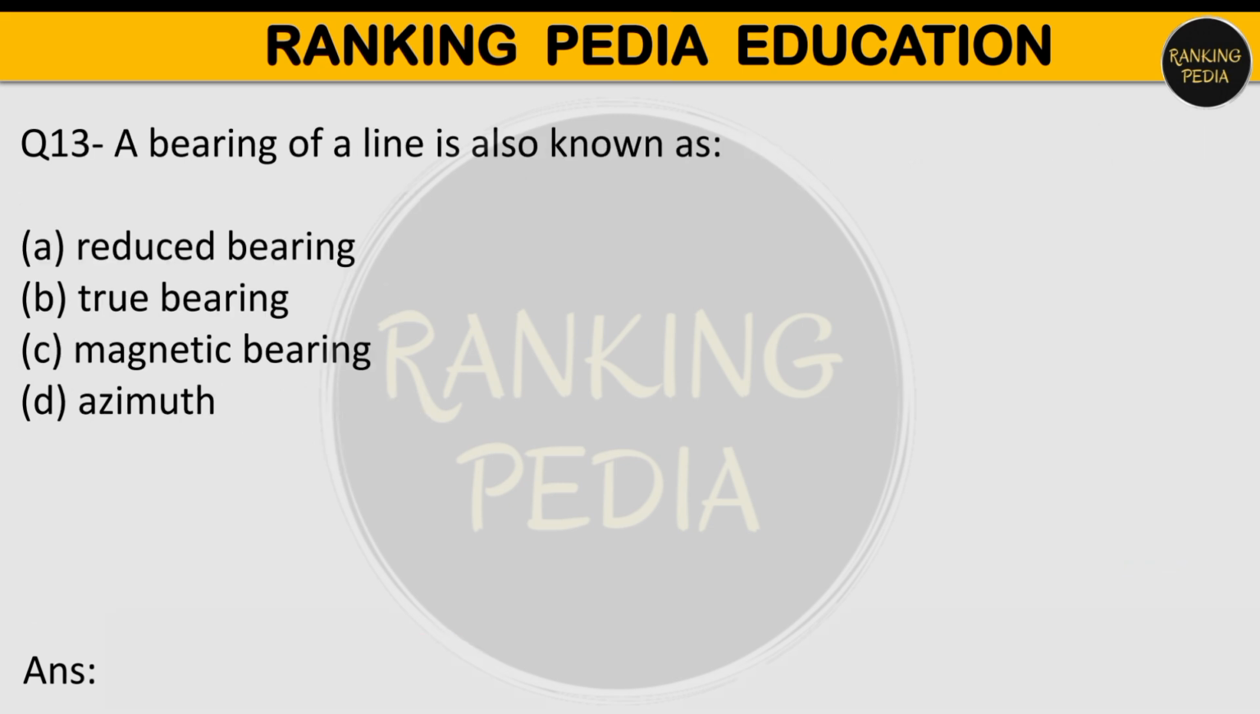Next question, a bearing of a line is also known as. So your options are reduced bearing, true bearing, magnetic bearing, or azimuth. So the bearing of a line is called magnetic bearing. It is a horizontal angle measured with the magnetic meridian. So option number C is correct, that is magnetic bearing.